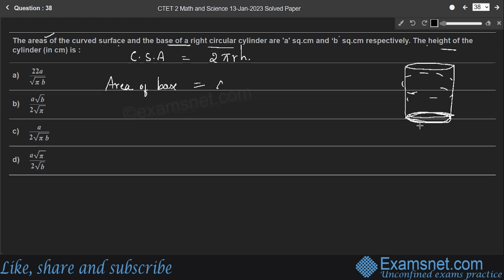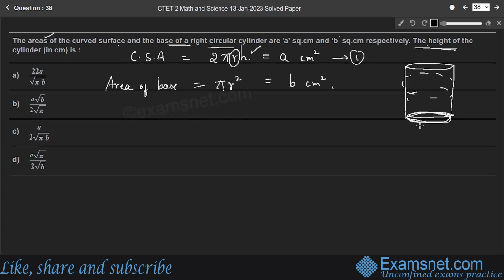The base is in circular shape, therefore its area becomes pi r square, right? It is given that the curved surface area is A centimeter square, and the area of the base is B centimeter square. So here we need to find the height of the cylinder. To find the height, use the first equation, the curved surface area formula, in which if you substitute the value of r, you can easily get the height of the cylinder.